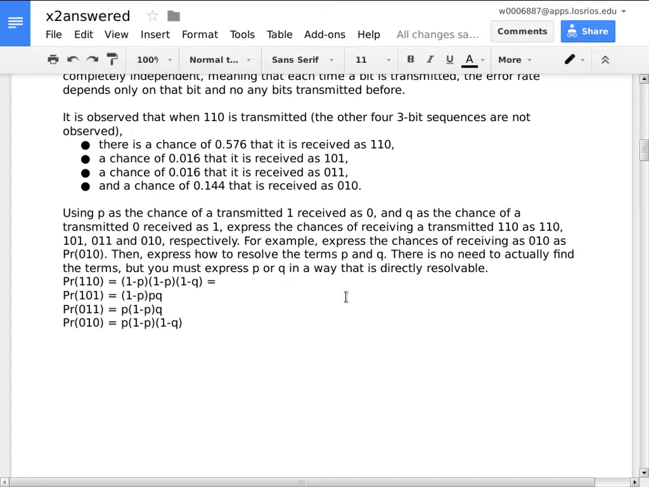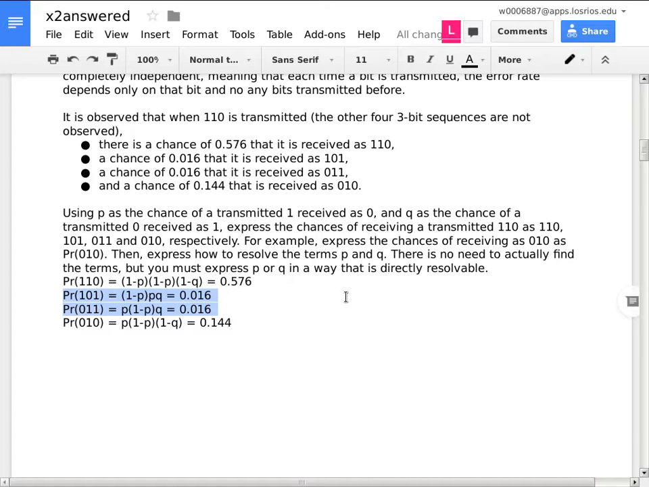In other words, the first one is known to be 0.576. The second one is known to be 0.016 and 0.016. And then the last one is 0.144. Now this was a big fat lie when I said I gave you 4 equations, because if you look at these equations carefully, the 2 in the middle are exactly the same. Once you use the commutative property of multiplication and move the P of the second equation to right between 1 minus P and Q, it becomes identical to the first one.